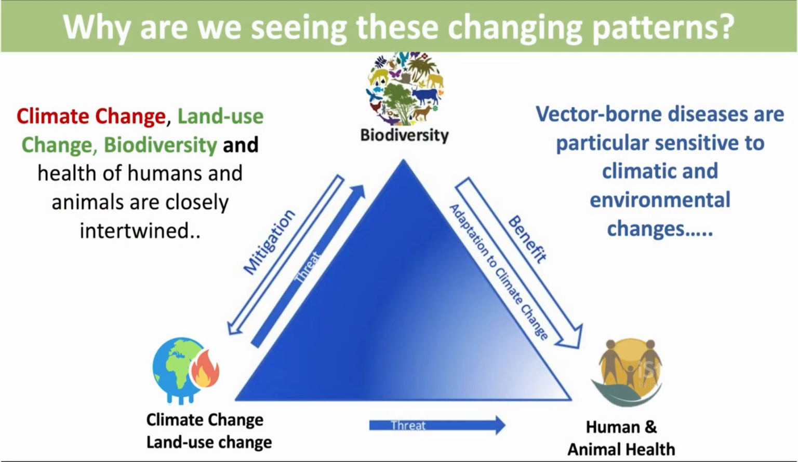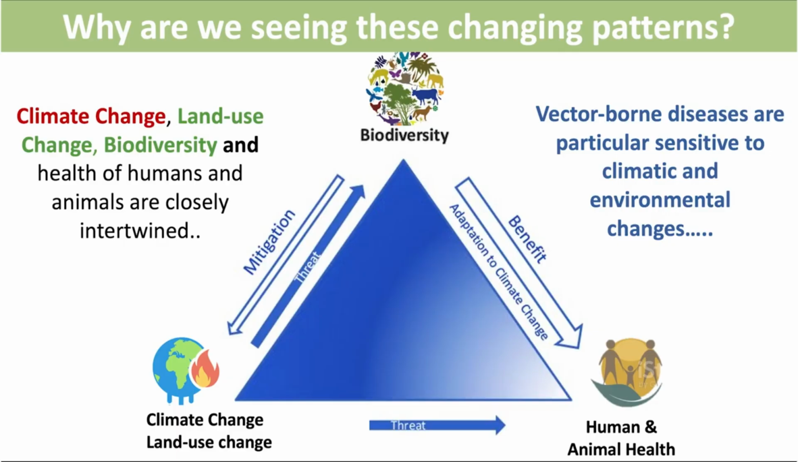First and foremost, it's important to understand that these vectors and the diseases that they can transmit do not exist in isolation. They're all part of the same ecosystem. And that means when we, the humans, are causing climate change or land use changes or the biodiversity crisis, we will impact the health of both humans and animals because these are very closely intertwined, as illustrated here in this triangle. It goes for many diseases and for health in general.